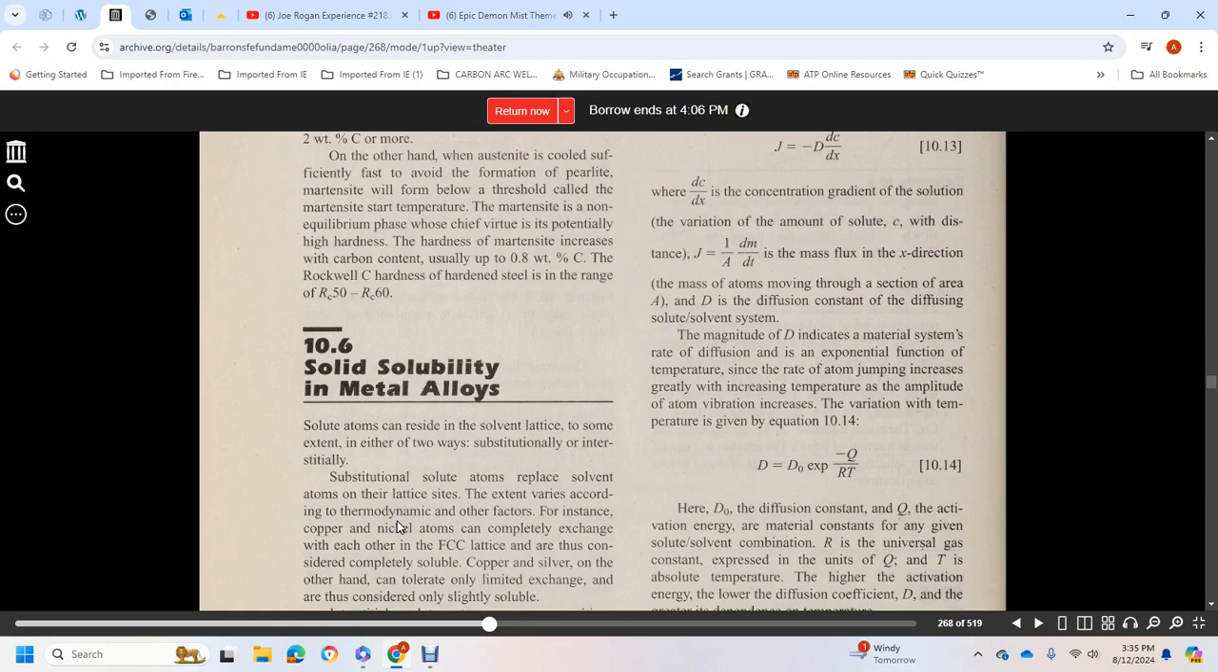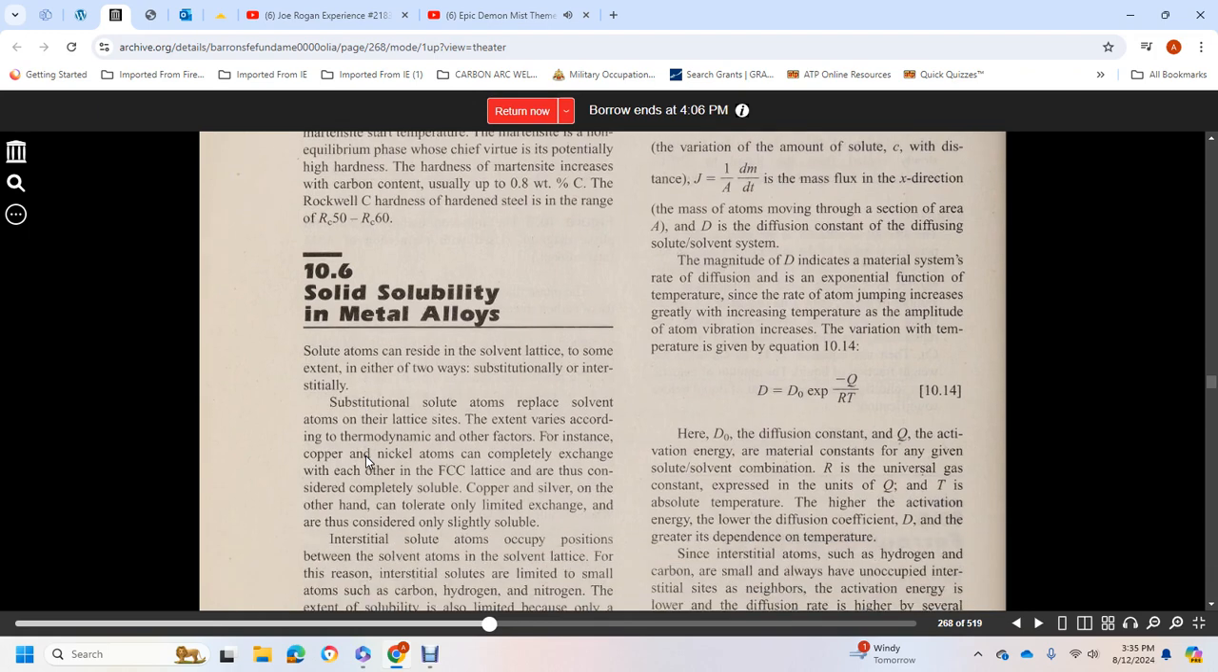10.6, Solid solubility in metal alloys. Solute metal atoms reside within a solvent lattice in one of two ways, substitutionally or interstitially. Substitutionally, the solute atom replaces solvent atoms at lattice sites, with an extent that varies according to thermodynamic and other factors. For instance, copper and nickel atoms can exchange completely with each other in the FCC lattice, and copper and silver are not completely soluble. Others can tolerate only a limited exchange, and they are considered slightly soluble.